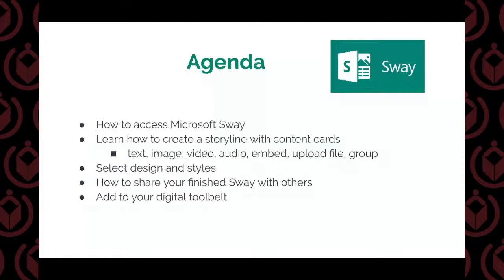Today, we're going to learn how to access Microsoft Sway, how to create a storyline where we can add content cards using text and images, videos, audio. We can even embed sways or embed anything with an embed code into a sway, upload a file, and add different groups of images or text. Sway will help us design with different styles that are already part of the platform that we can just click and decide how we want to show how the sway looks. And then we're going to learn how to share our sway with others.